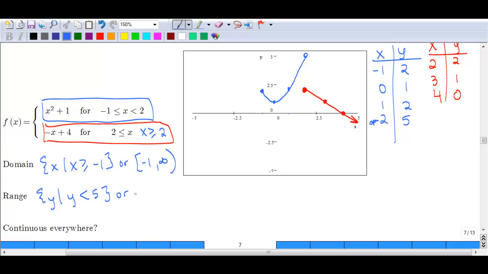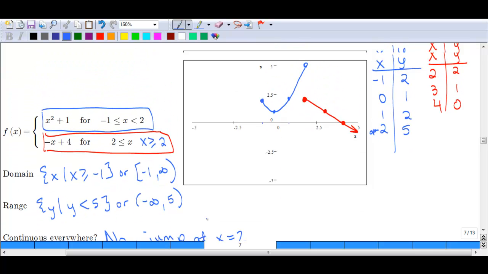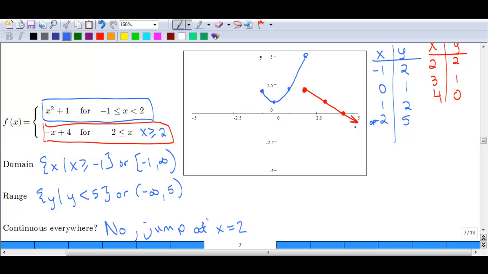And again, if we wanted to write that in set notation, we would be going from negative infinity to 5, and we would be using a parentheses because it's not included. It's pretty obvious here to see that this is not continuous because there's a big jump here, and this is what we call a jump discontinuity. So no, there is a jump at x equals 2. Again, we always need to make sure that we only include the values for which we are given.